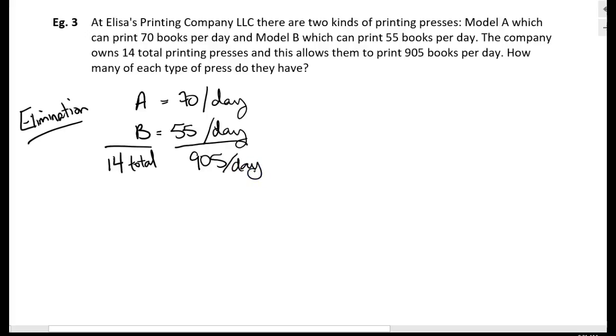So we need to be able to write an equation for this. I'm going to use little a and little b to help me out. Actually, I'll use capitals. So I've got A plus B needs to give me 14. And then 70 on A and 55 per B will give me a total of 905 books per day. So again, I've got my 2 equations.